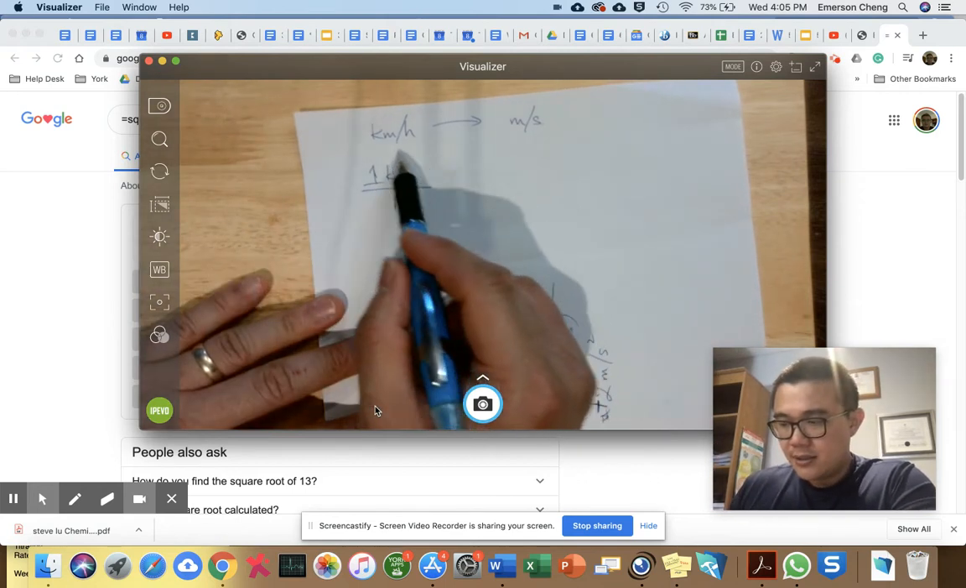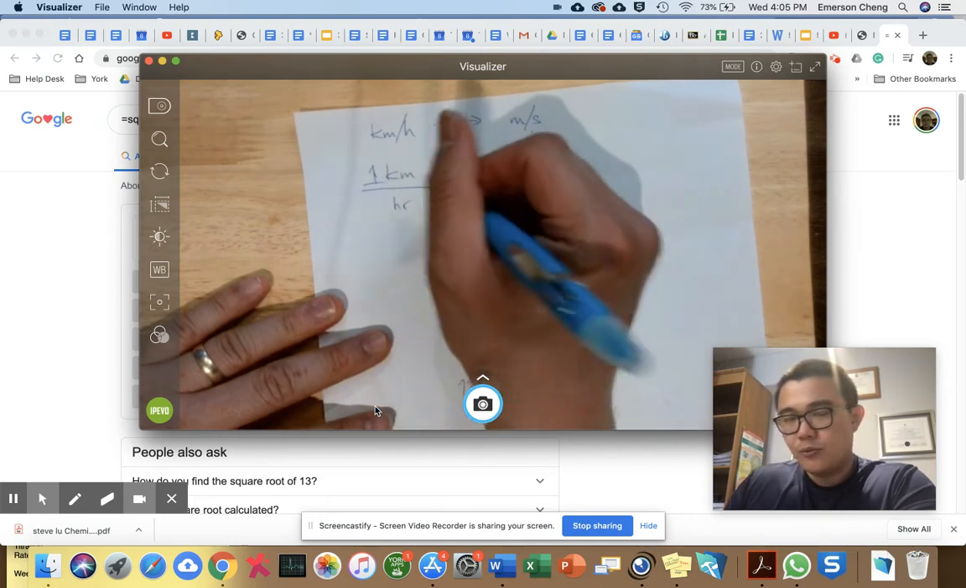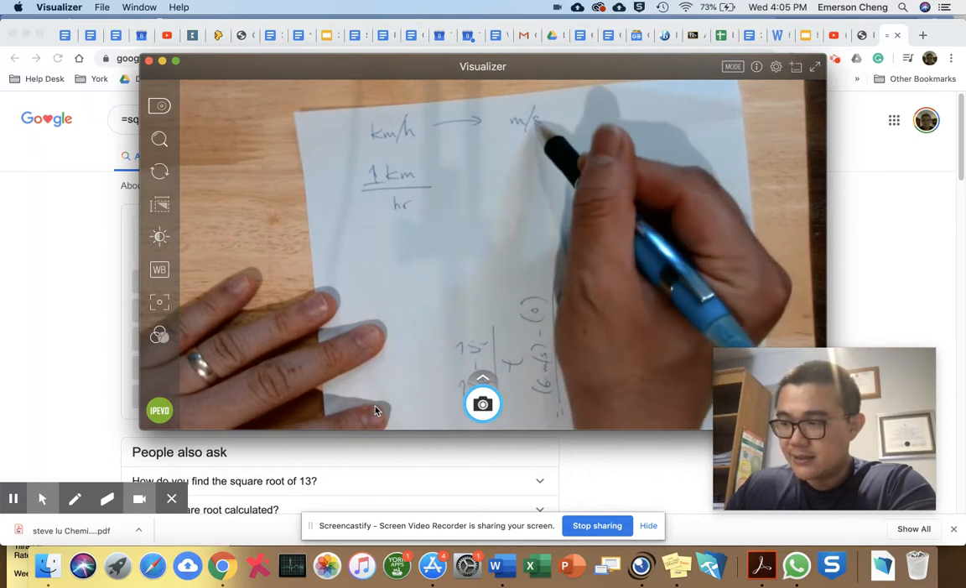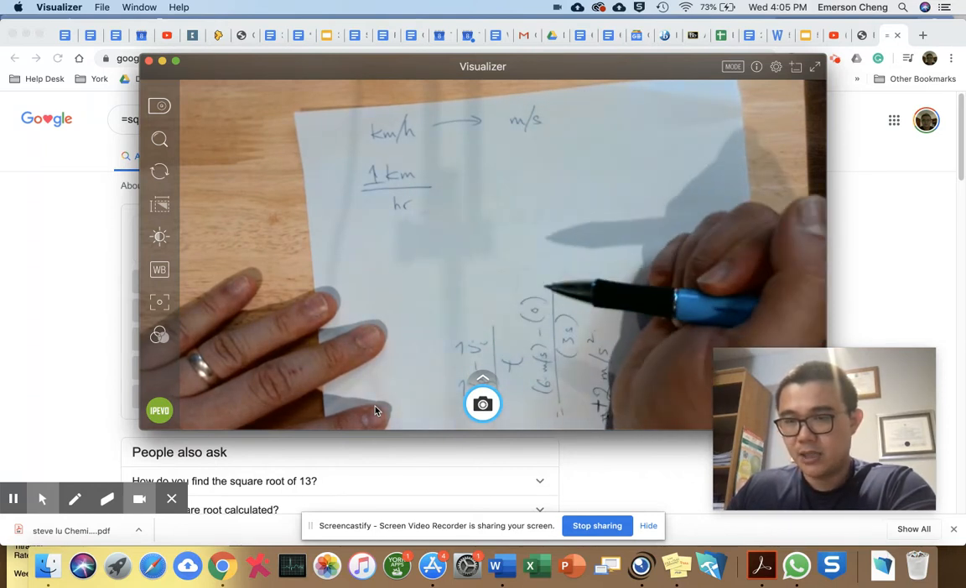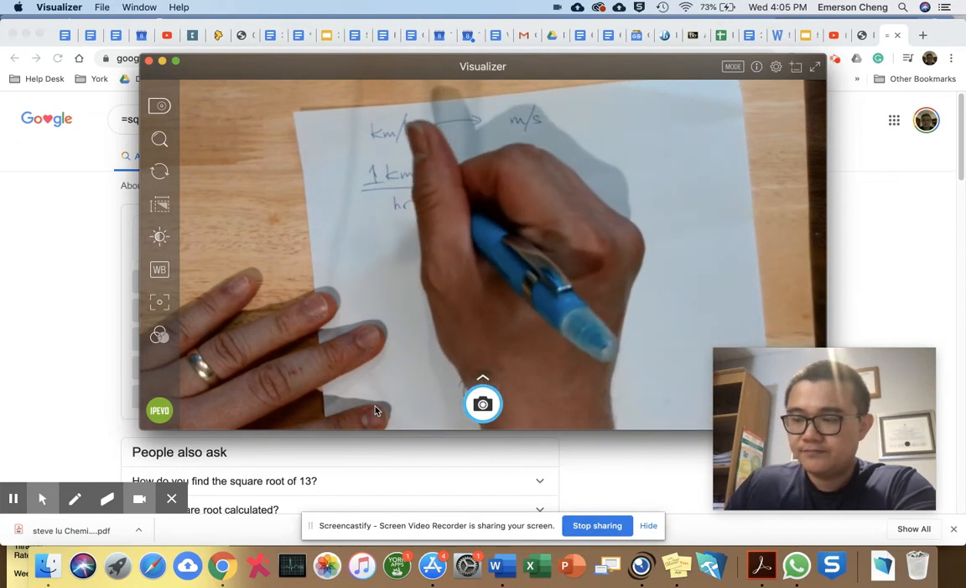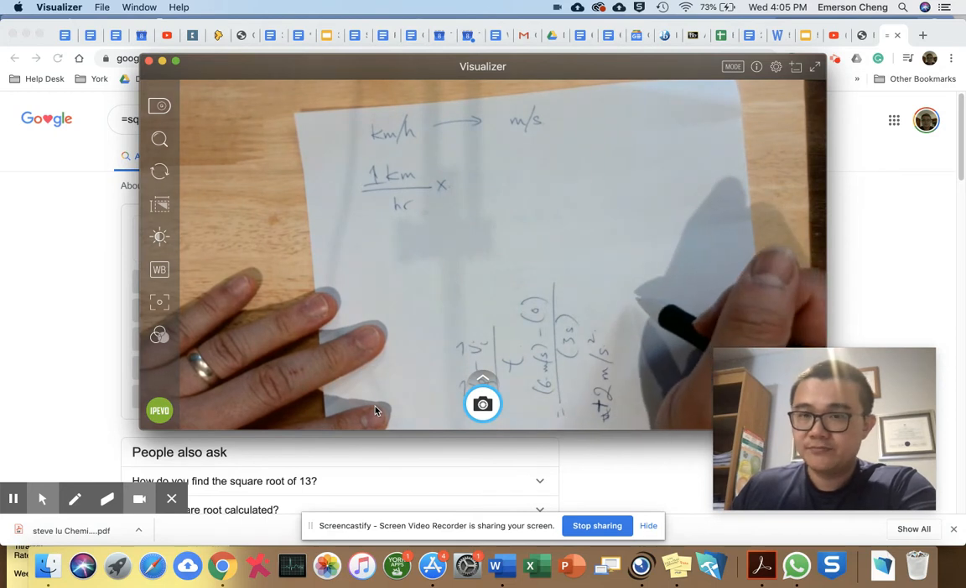So let's say it is 1 kilometer per hour. Now, what I want to do is convert this, eventually, to meters per second. So meters on top, seconds on the bottom, right? So in this case, to do that, I want to get rid of this kilometer business on the top.